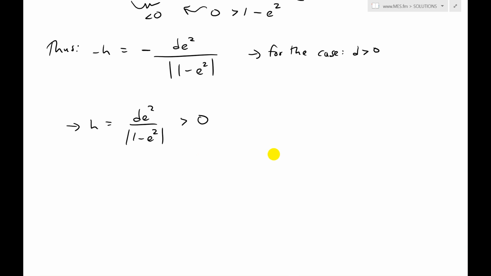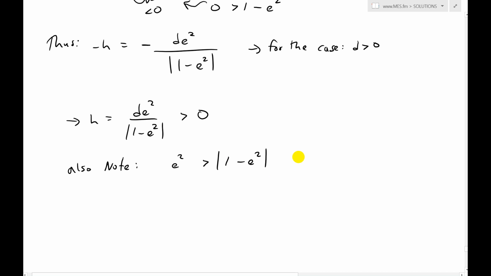So yes, the center is going to be obviously positive, and now what we'll note is also that e squared is going to be obviously bigger than 1 minus e squared, the absolute value of 1 minus e squared. This is obviously greater than that, because here we're always going to have this extra 1 being subtracted, or the other way around, 1 minus e squared of a negative, be all absolute value positive. So this is greater than it.